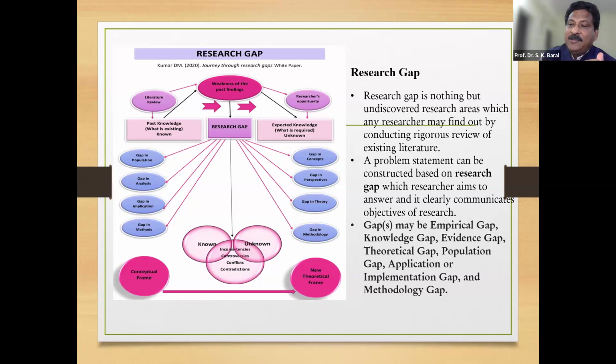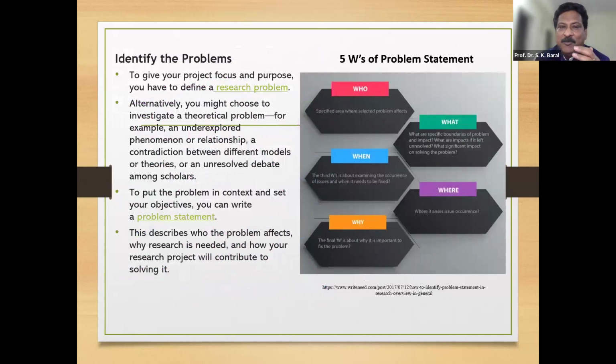Finding a research gap is very easy. Through critical analysis and interpretation of different literature and theoretical frameworks, you will find the expected gap, and you will engage yourself critically and evaluate alternate perspectives. And there are five possible problem statement areas. The first is who. You must specify the areas where the selected problem affects.